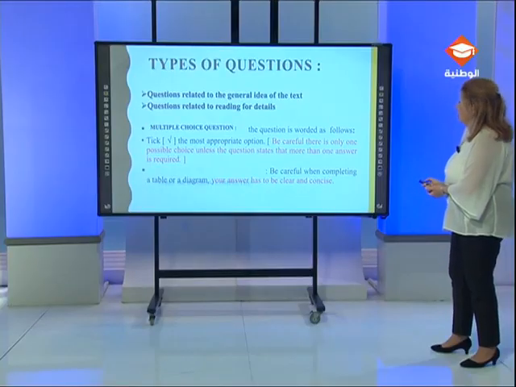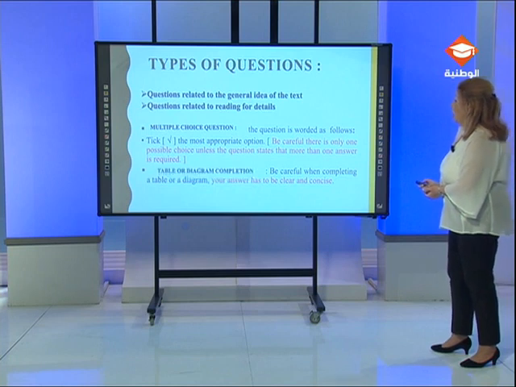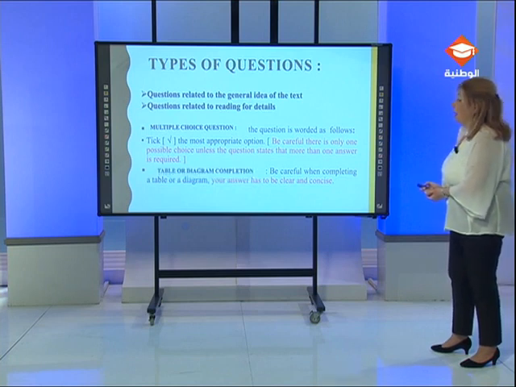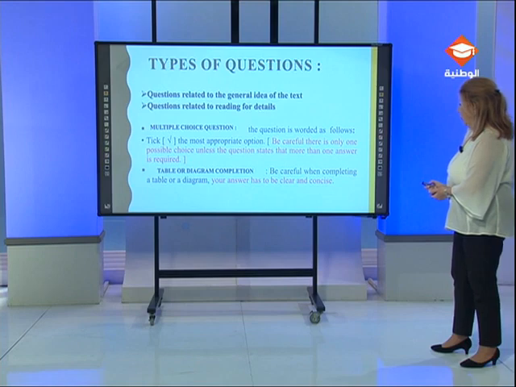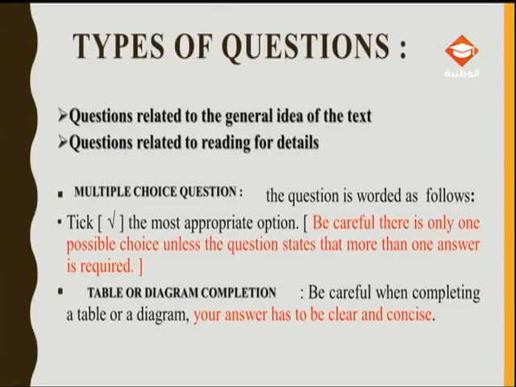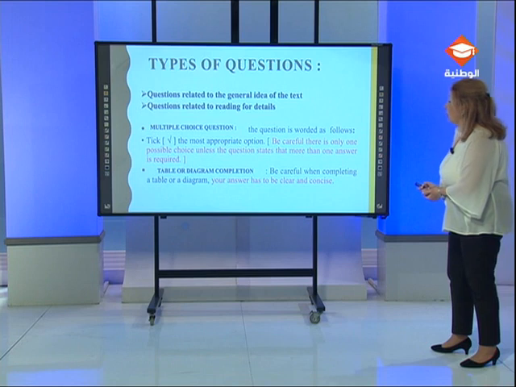The second type of question is a table or diagram completion. Again, for this type of question, we target some detailed information, and therefore you have to be careful when completing a diagram or a table because your answer has to be clear and concise. Don't overload your answer.